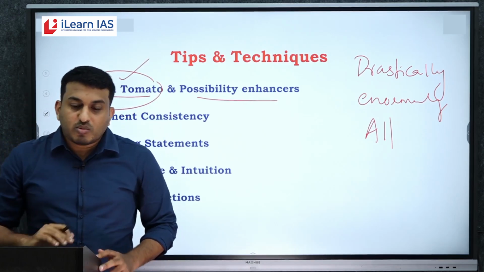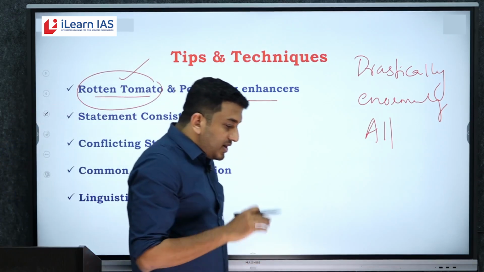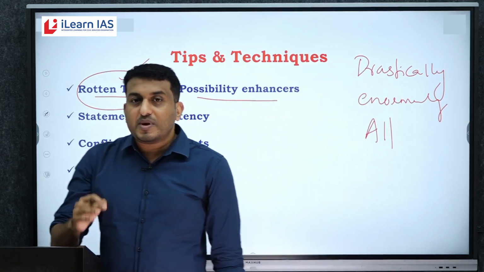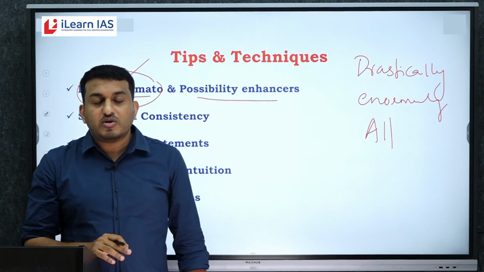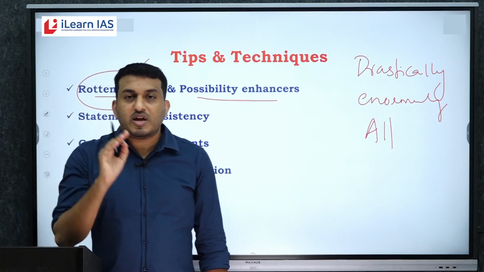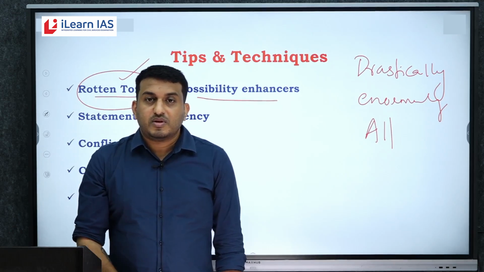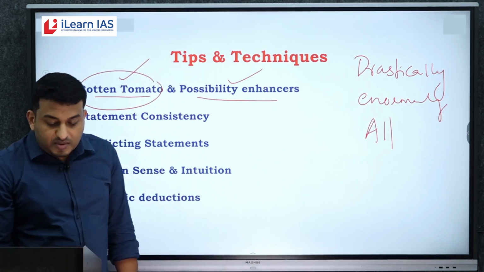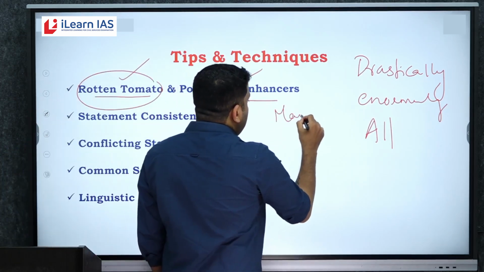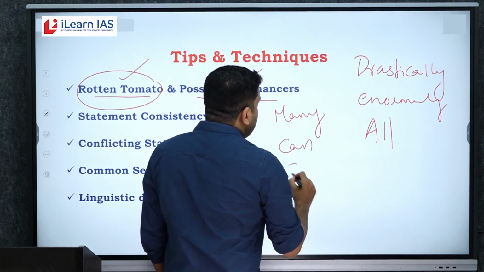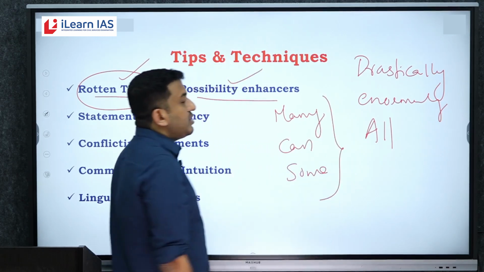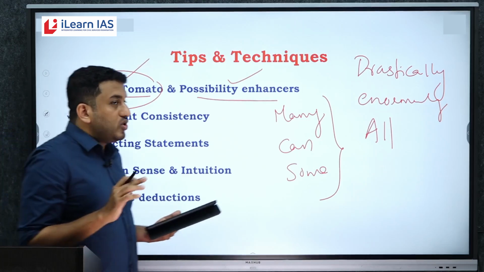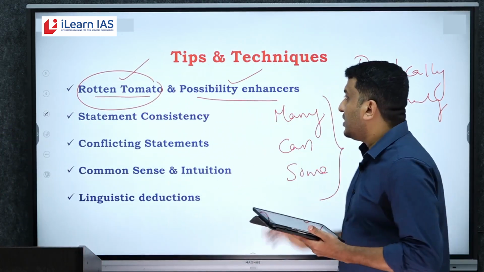Done. If I talk about a possibility enhancer, possibility enhancers are the words added by the examiner to make the statement completely correct. In order to avoid controversies, the examiner will make sure that the statement is correct in all aspects. Getting it? So such words are called possibility enhancers. For example, we have words like many, can, some, etc. All these are possibility enhancers. Right? So now you got an idea what is rotten tomato, what is possibility enhancer.